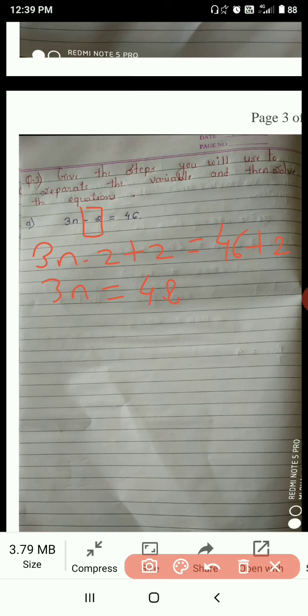Now here we want the answer of n. So here 3 multiplied by n is given. It means the relation between 3 and n is multiplication. So here we will divide by 3. Opposite of multiplication is divide. So here 3 is cancelled, n equal to 48 upon 3. So 16 1s are 16, 16 2s are 32, 16 3s are 48. So your answer is 16.